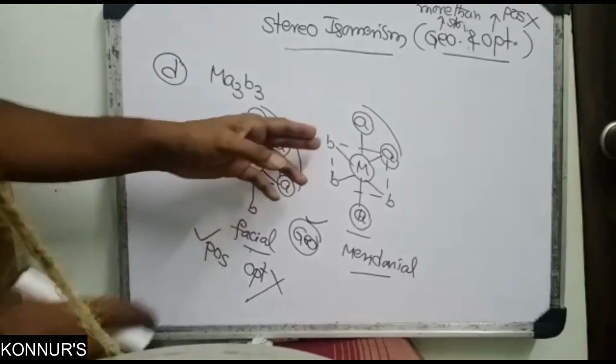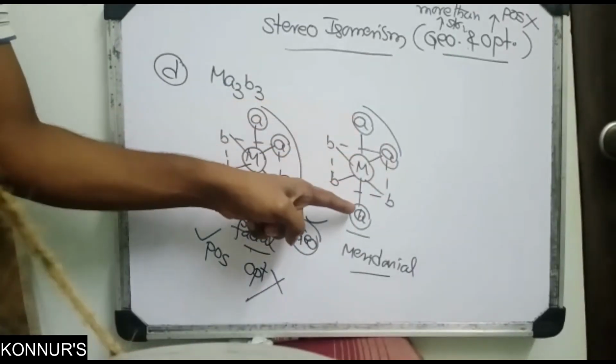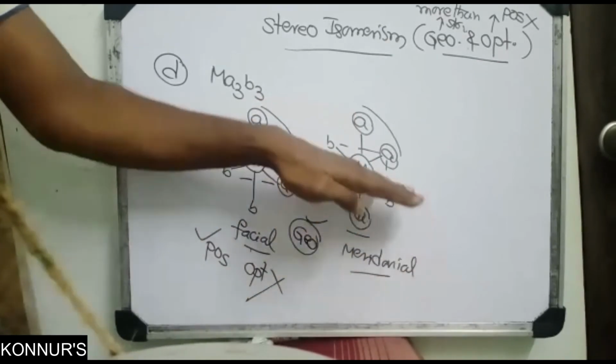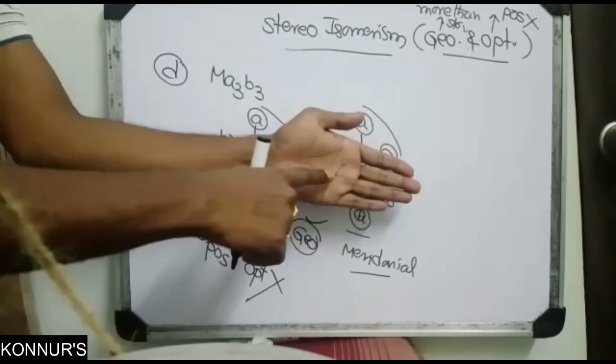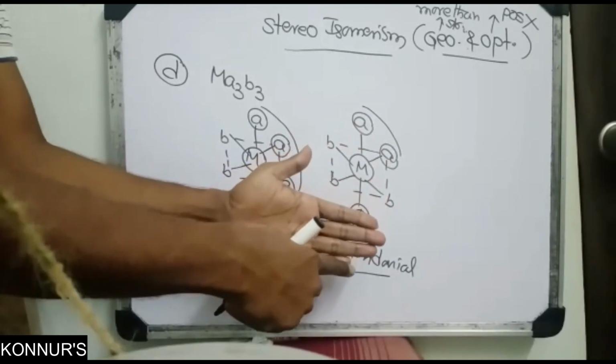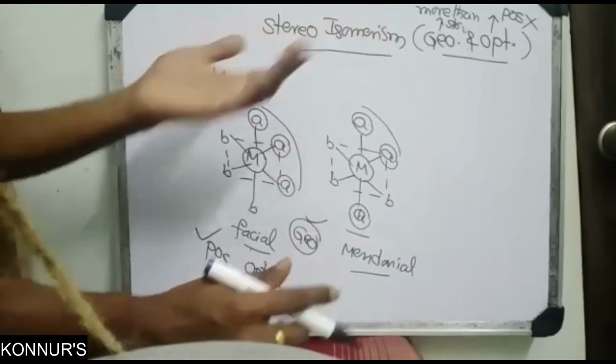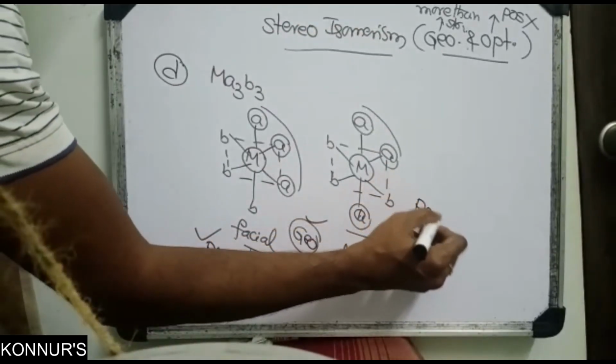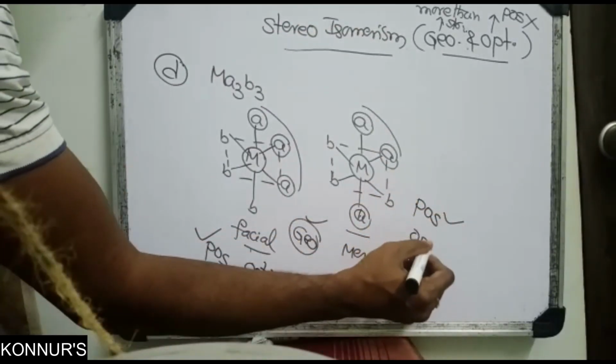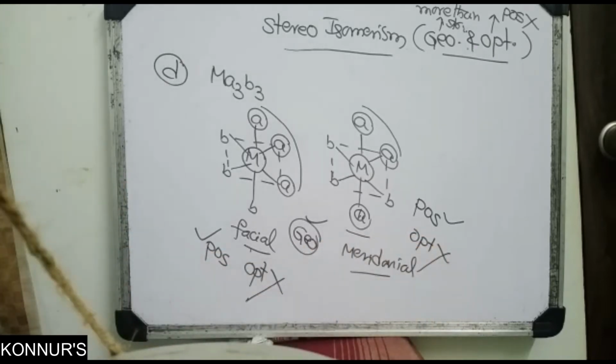Next, see here above is A, below is A. So that's why you cut half of that one. So M is here, here BB, here AB. So above A, below A. You cut like this. So A and A both are perfectly separated out. Plane of symmetry is there. So that's why it is also optically inactive.